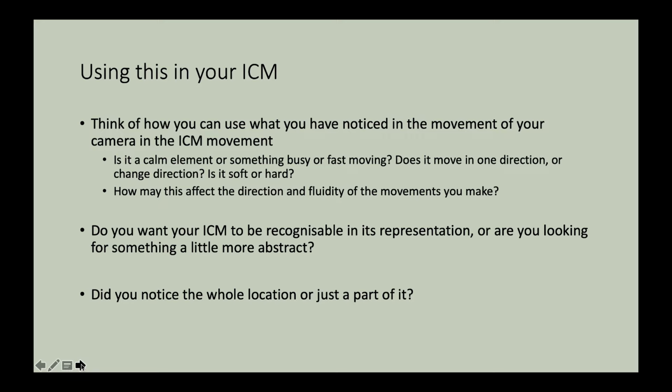Now, using this in your ICM, you want to think about how you can use what you've noticed in the movement of the camera for your ICM movement. So think about things like, is the thing you've noticed a calm element? Is it a busy element? Is it fast? Is it moving? Is it still? And if it's moving, is it moving in a certain direction? Has it got a change of direction? Is that movement soft or hard? Is it sharp or smooth? All of these things are going to affect the direction and the fluidity of the movements that you make with your ICM image. But again, if you take the time to recognise these things, you'll be much better equipped to figure out what movements you might want to be making.